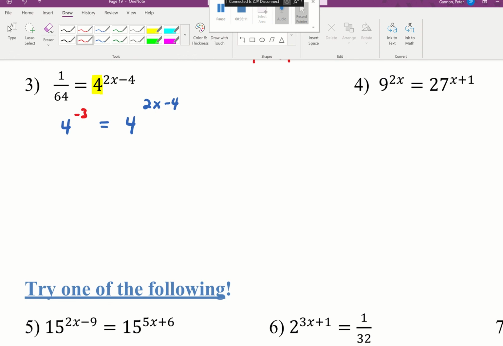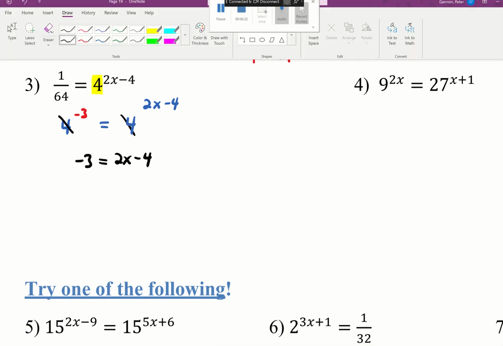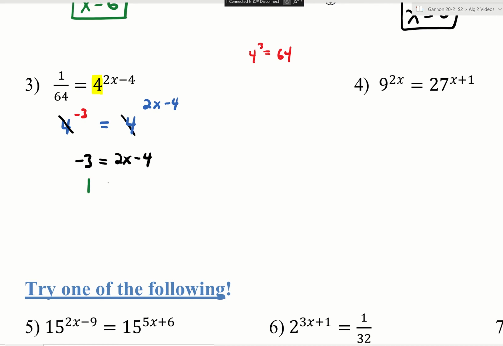All right, now we have both sides in base 4. Drop the base, set negative 3 equal to 2x minus 4, and solve the equation. Add 4 to both sides, 1 is equal to 2x, and then we can divide both sides by 2. X is 1/2.